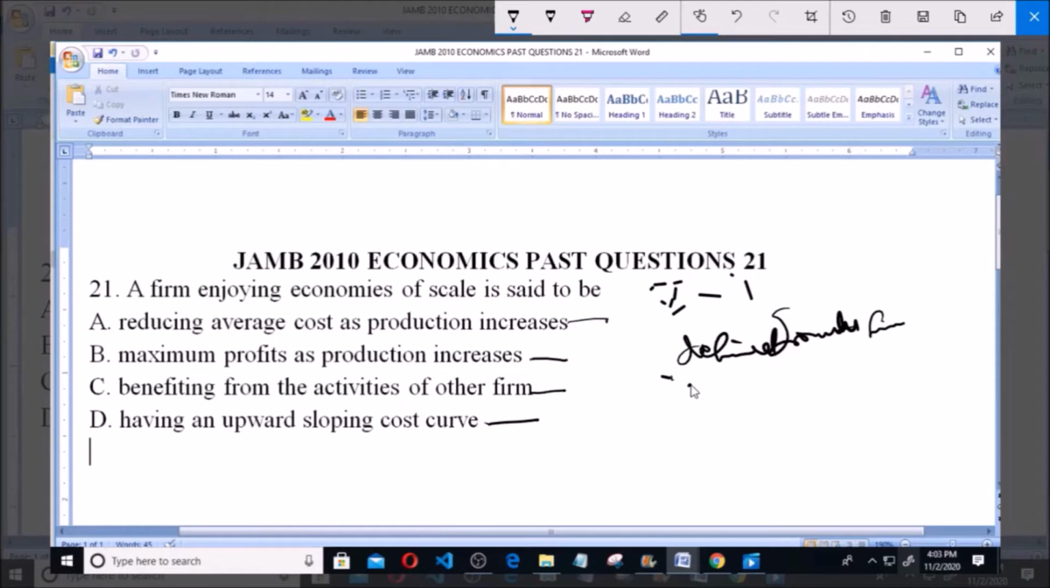So from our definition of economies of scale, the growth of a firm as a result of the expansion of the volume of productive capacity, resulting in an increase in output and a decrease in the cost per unit of output, our correct option is option A. Option A is the correct answer.